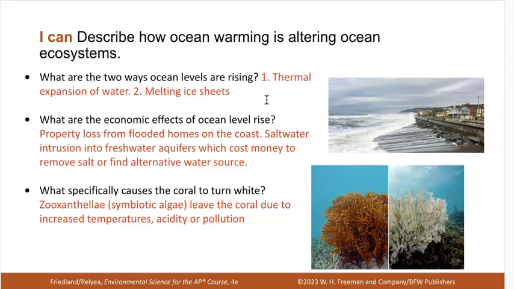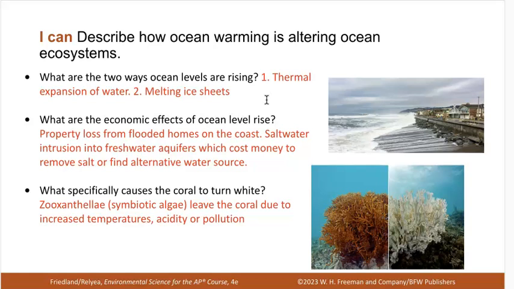The number 1 cause, and you need to know this for your test and your AP test: when water is warmer, the molecules are more active and they push. And that actually expands the water. It takes up more space. So warmer water takes up more space. So thermal expansion of water is the number 1 reason why ocean levels are rising. The second is the melting ice, which makes the levels higher. But again, it's a misconception out there in the regular world about which is the primary cause.